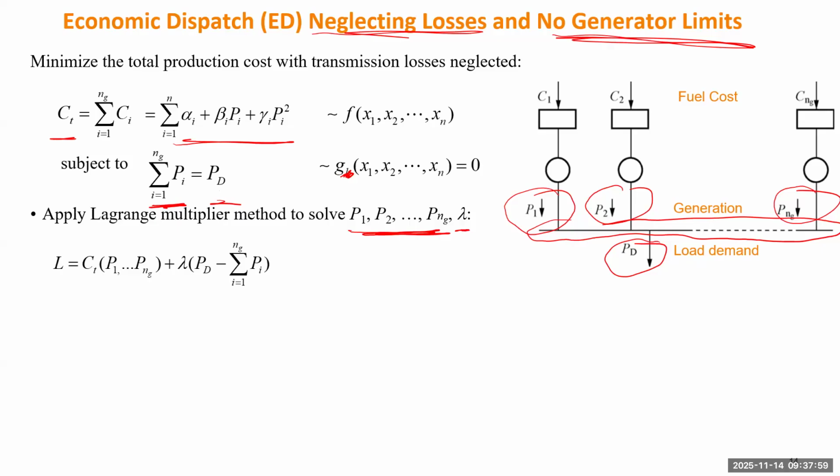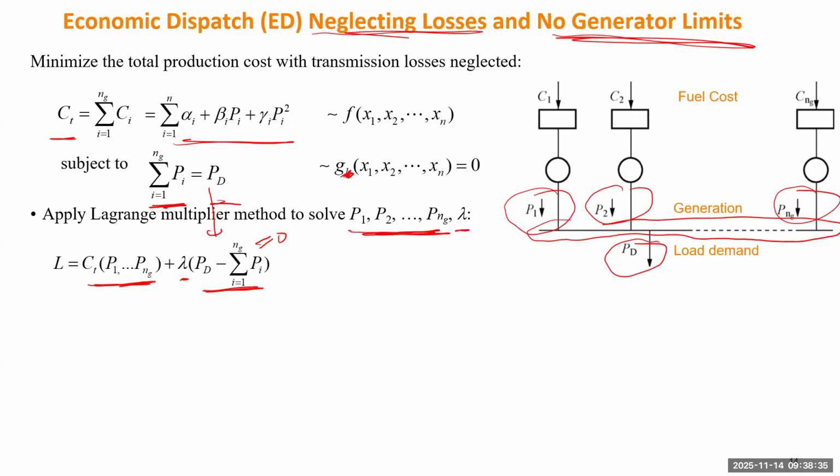So the L function will have two items. The first item will be the total cost, basically just the summation of all the quadratic cost functions. The second, you see this one is just from the equality constraint, right? So this one is supposed to be 0 and multiplied by the penalty. So if this equation holds, the lambda will be 0. You don't need to pay any penalty. If this equation does not hold, lambda will be non-zero. You need to pay some penalty.